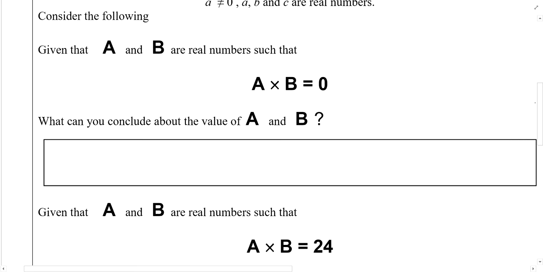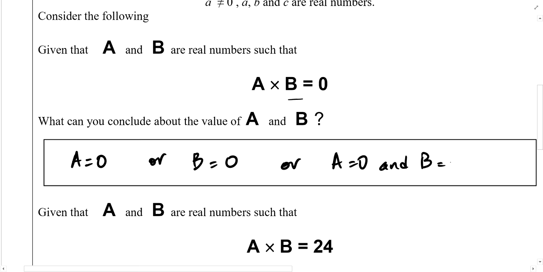Okay, so when we have a times b equals to 0, what can you conclude about the value of a and b? Either a equals to 0 or b equals to 0 or a equals to 0 and b equals to 0. So I put brackets over here like this to show us the cases.